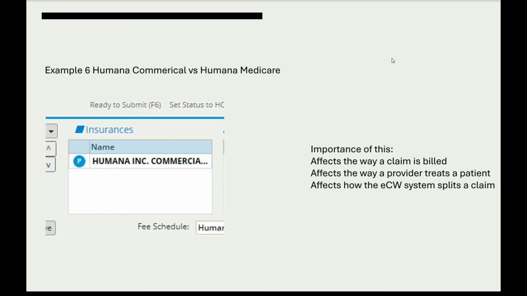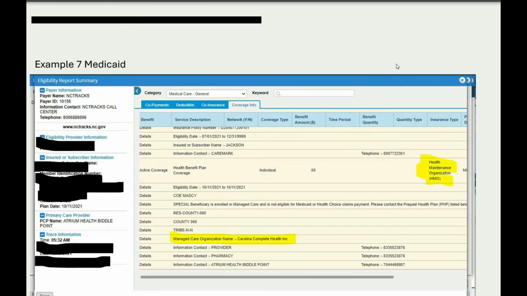All right. Example number 7, Medicaid. This is another huge issue that we have. So CareCloud is going to be a little bit different because CareCloud does not, when it runs the eligibility reports, give you the information to know what managed Medicaid plan they're on. And you have to go out to InStride and look that up. But in ECW, it does.